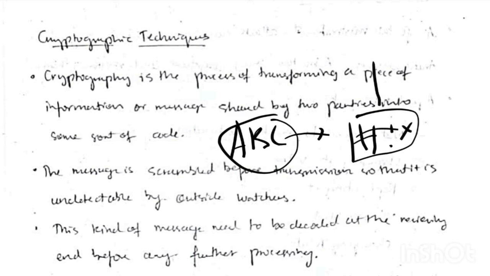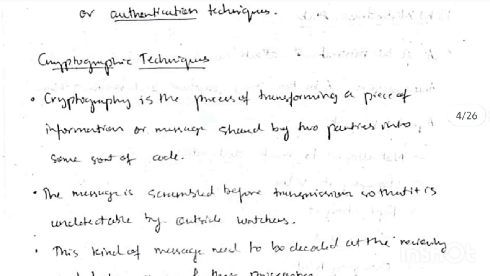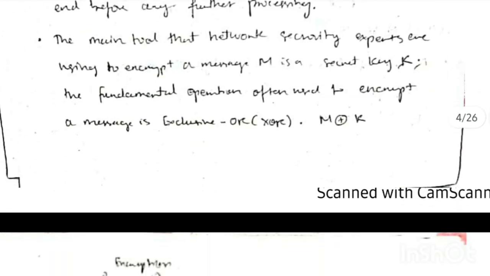Okay, so I don't know what this is, but at the receiver's end it will be decrypted again as ABC. That is known as cryptography, and in cryptography we use XOR. Let me give you an example for XOR.